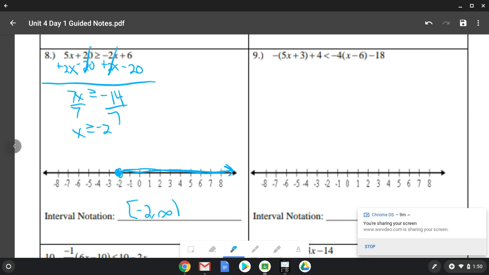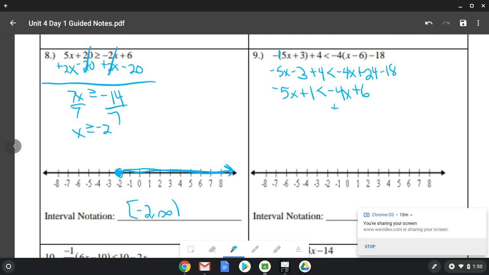9's a tough one because it's got 2 distributing. So if we distribute this negative 1 that's out front, we would get negative 5x minus 3 plus 4. And this would give me negative 4x plus 24 minus 18. So we get negative 5x plus 1 and negative 4x plus 6.